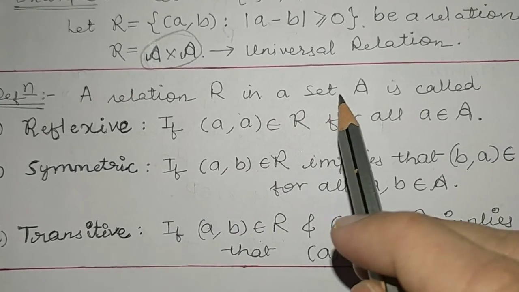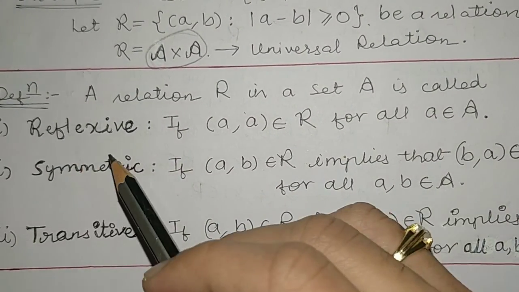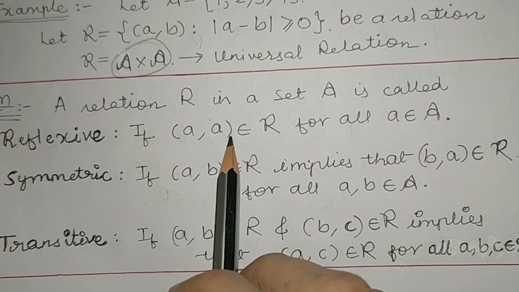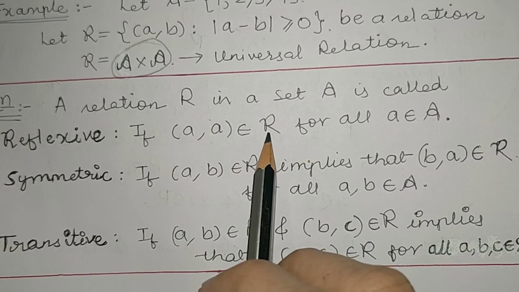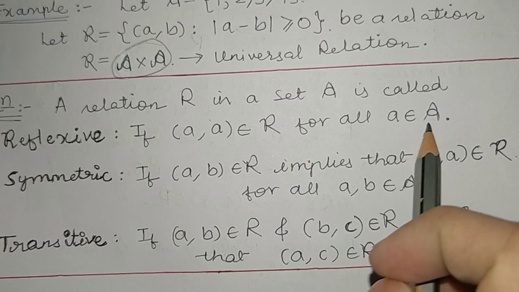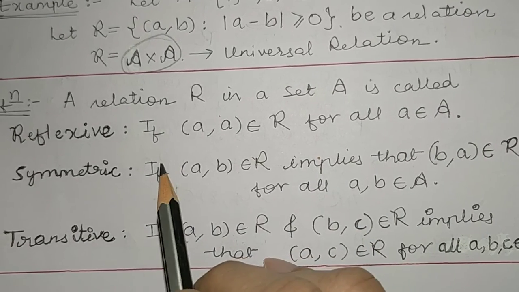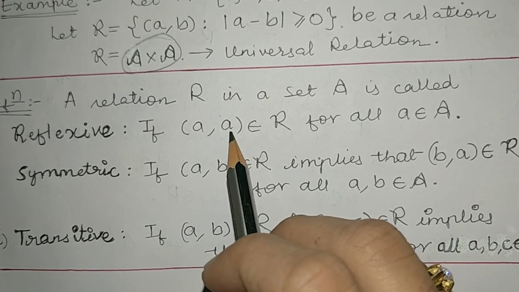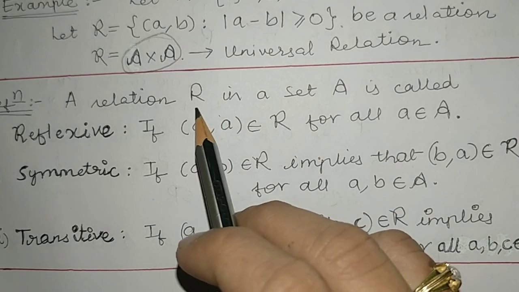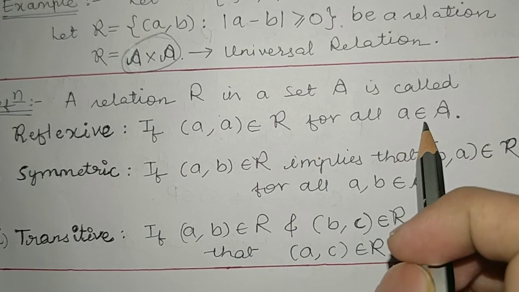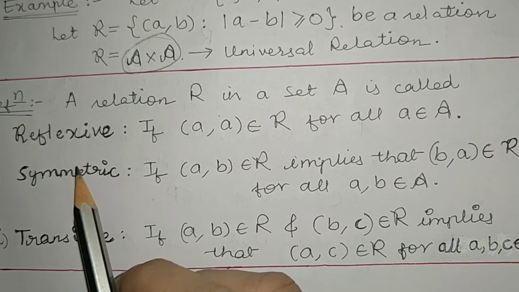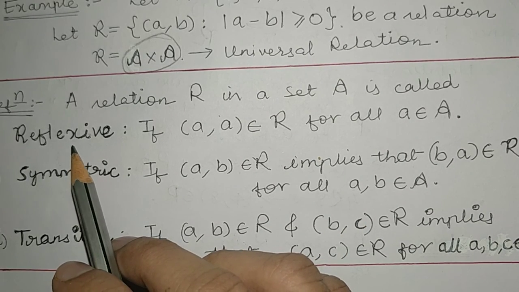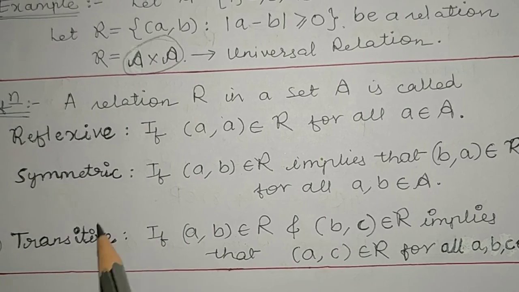A relation R in a set A is called a reflexive relation if the element (a, a) belongs to R for all a belonging to the set A. So all the elements of the type (a, a) will belong to this set R for all a belonging to A. If this condition is satisfied, we call the relation reflexive.